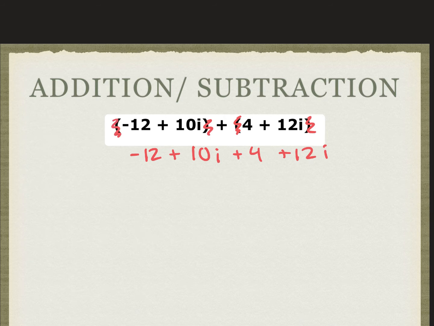And then we have to combine like terms. So what's a like term with -12? 4, because they don't have i's. So I'm adding the real numbers together, and then I'll add the imaginary ones together. So it's -12 plus 4. -8. And then what's 10i plus 12i? 22i.